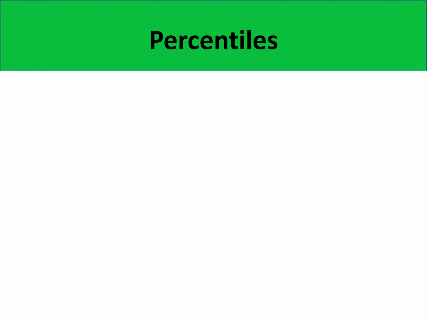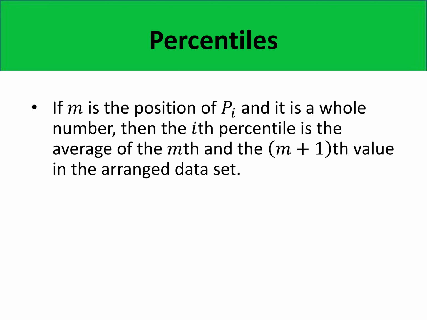The position of the ith percentile could be a whole number or a decimal number. If the position is a whole number, then the ith percentile is the average of the values that can be found in position m and position m plus 1 in the arranged set of data. For example, if the position is 5, then we shall get the average of the 5th and the 6th value in the dataset to obtain the ith percentile.